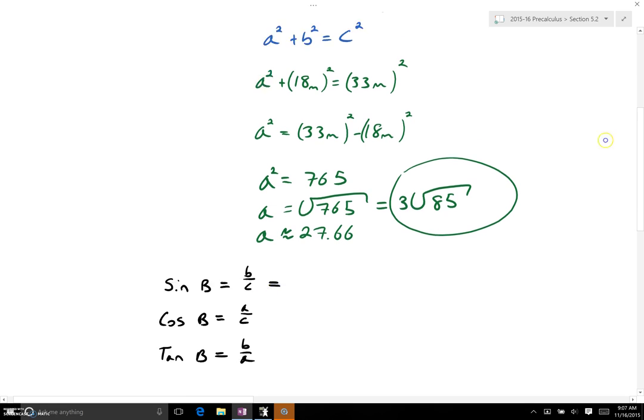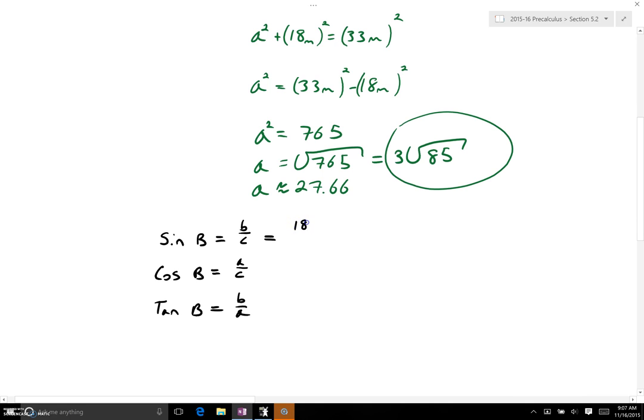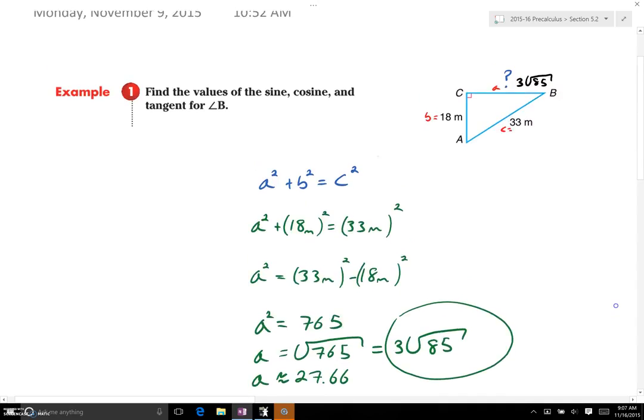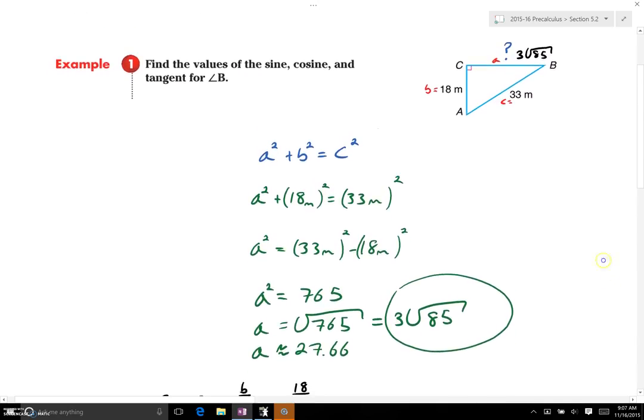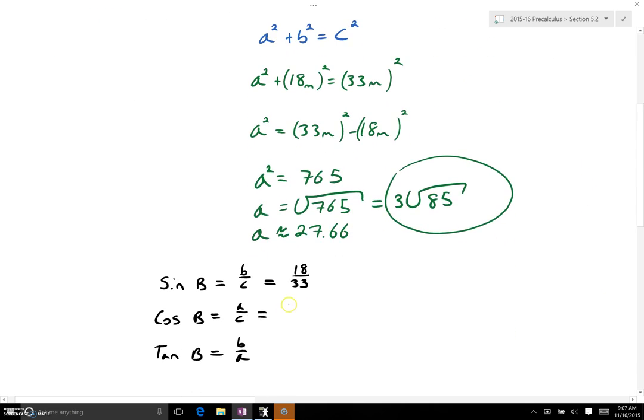And so putting this together, B over C is 18 over 33. And those units cancel out. And then we'll have A over C, so that's going to be 3 root 85 over 33, or we can simplify that to root 85 over 11. And then we're going to have, and this one we can simplify to 6 over 11.